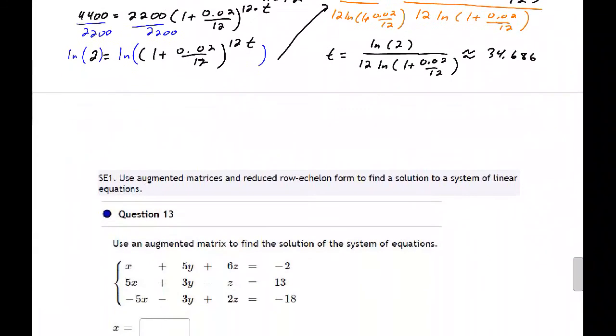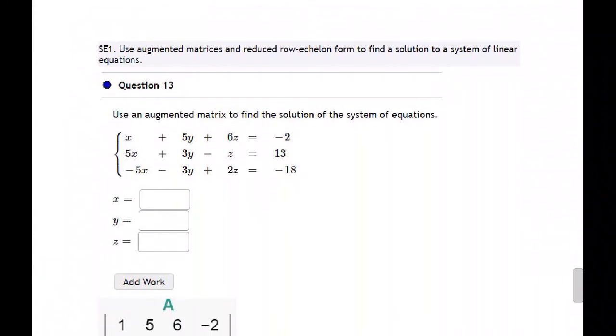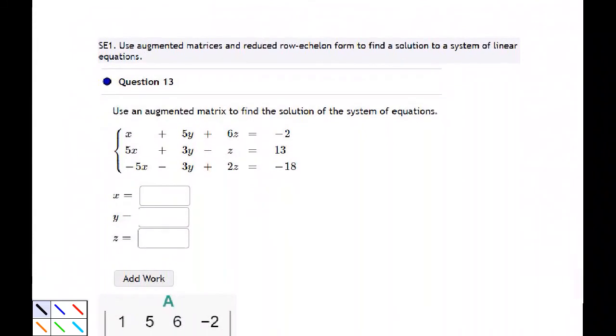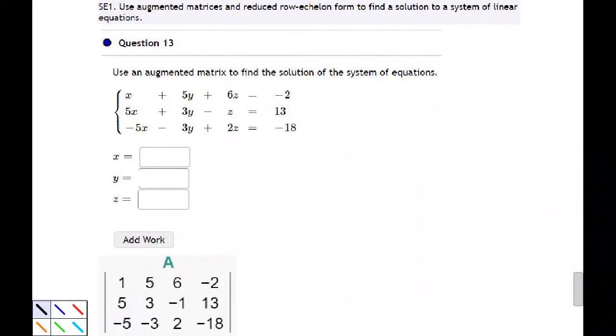All right, the very last question we have in this objective check, or set of objectives, is SE1, that is solving equations, systems of equations. This objective says, SE1, use augmented matrices and reduced row echelon form to find a solution to a system of linear equations. So in question 13, we have use an augmented matrix to find the solution to the system of equations. And here's our system of equations. I'll read it out loud.